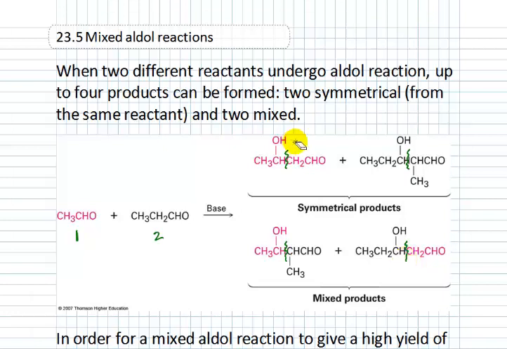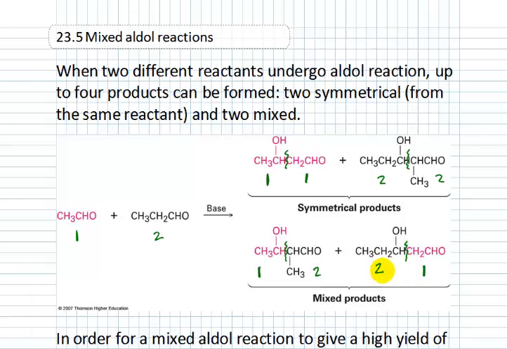So of the symmetrical products, the one with 1, 2, 3, 4 carbons obviously came from 2 of the 2-carbon compounds. The one with 1, 2, 3, 4, 5, 6 came from 2 of the 3-carbon compounds, so that came from compound 2 and 2. Of the mixed products, we could have compound 2 acting as the nucleophile and 1 as the electrophile, or opposite, compound 1 acting as the nucleophile and compound 2 acting as the electrophile.